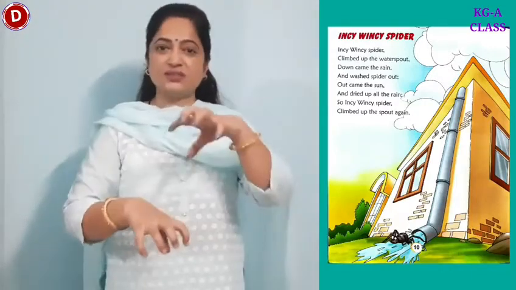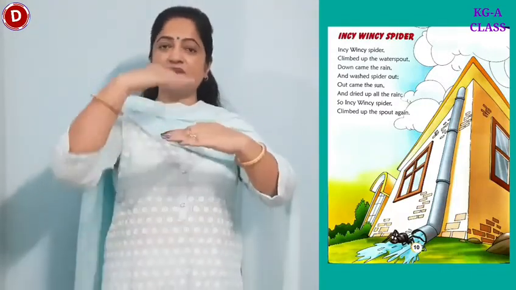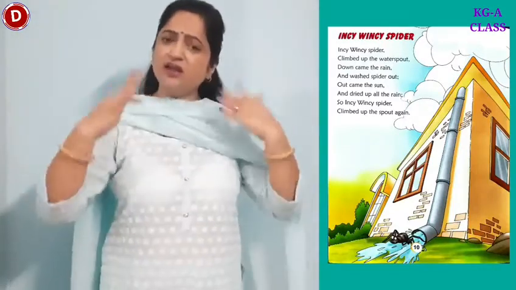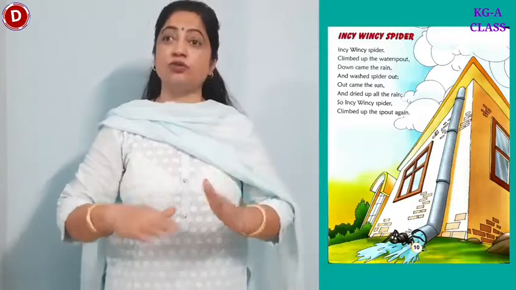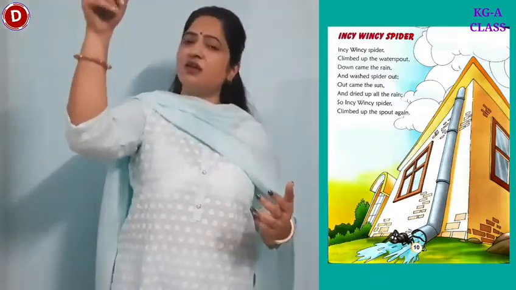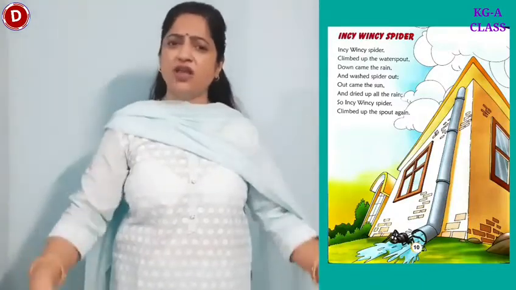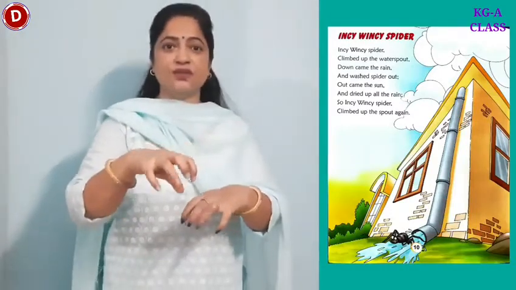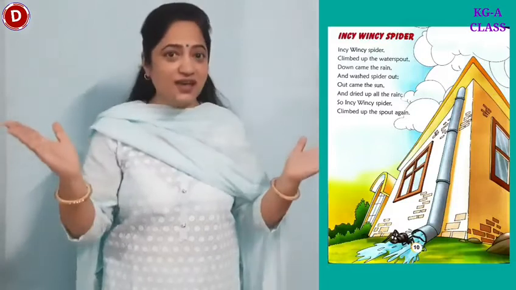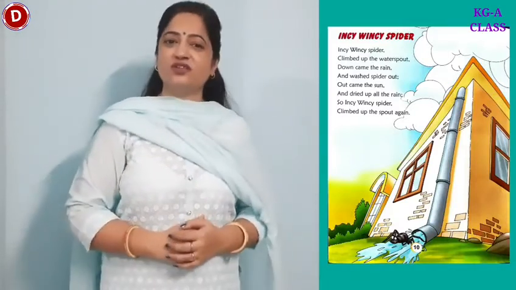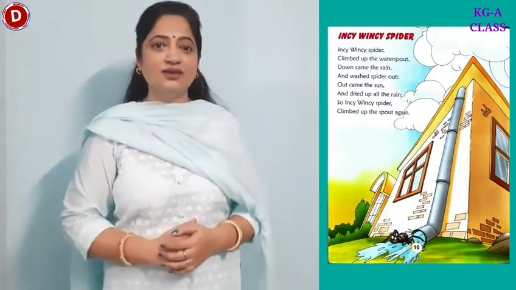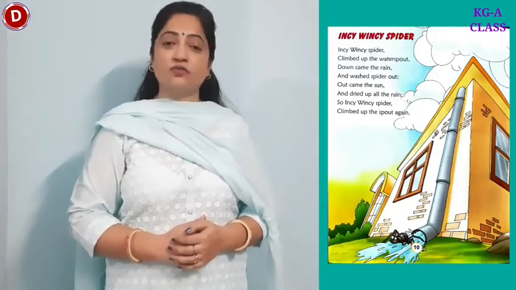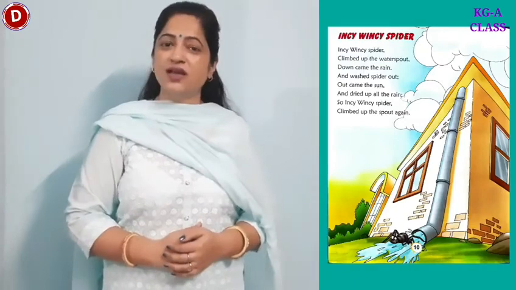Incy Wincy Spider climbed the water spout. Down came the rain and washed the spider out. Out came the sun and dried up all the rain. So, Incy Wincy Spider climbed the spout again. In this way children, you have to try to learn this rhyme, which is very nice. So try to learn it along with the action, make your video on it and send it to me.